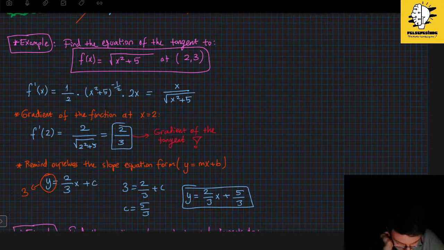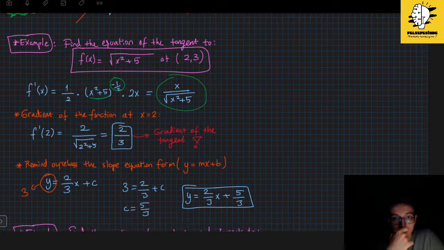So let's find its differentiation, and we have to use the chain rule here. When we use the chain rule, it is 1 over 2, because we first take the derivative of the outside function, and then we find the derivative of the inside function. When we do this, we find that it is x over the square root of x squared plus 5.